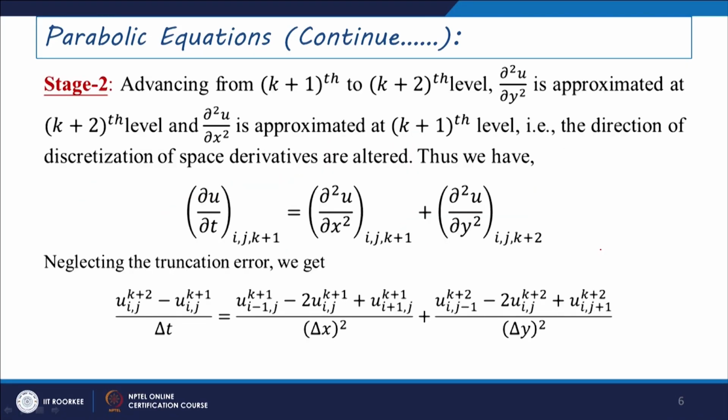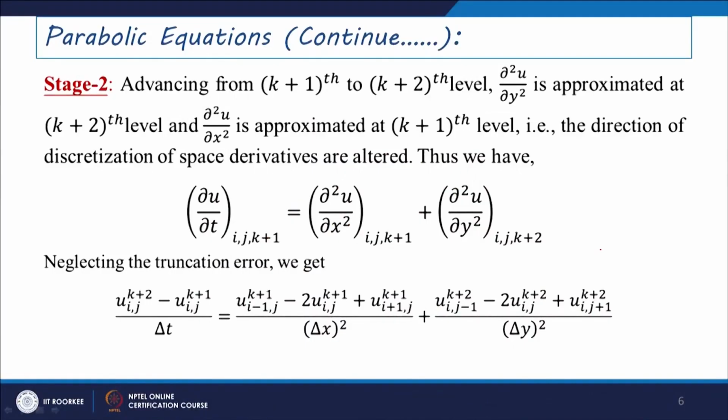So, if we move further, like stage 2, advancing from k plus 1th to k plus 2th level, we have to consider here del square u by del y square is approximated at k plus 2th level and del square u by del x square is approximated at k plus 1th level. If you see this marching step here, first we are moving this x coordinate at kth level, and we are moving this one at k plus 1th level, again x coordinate in the k plus 1th level, again this is in k plus 2 level. So, likewise we are moving here.